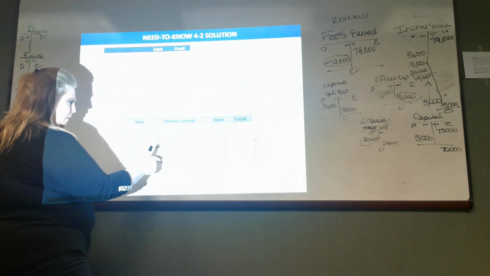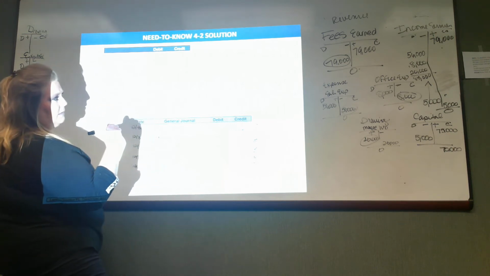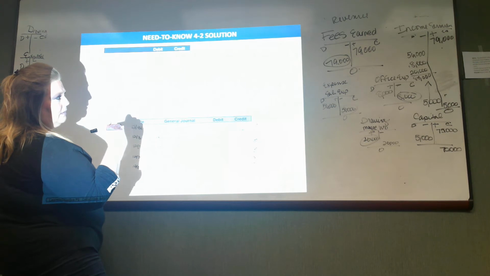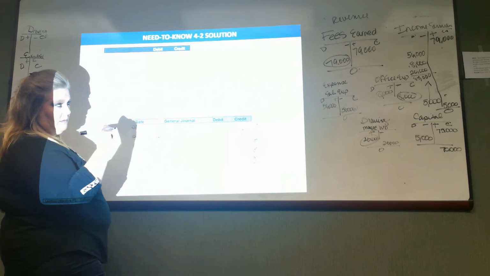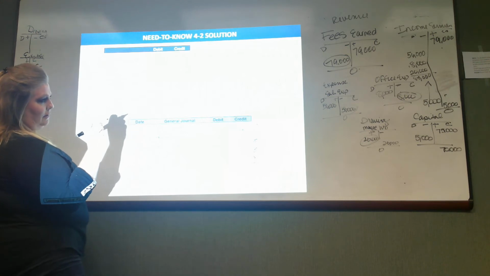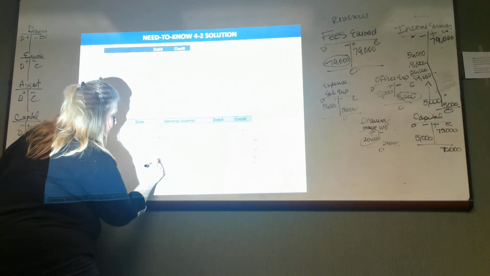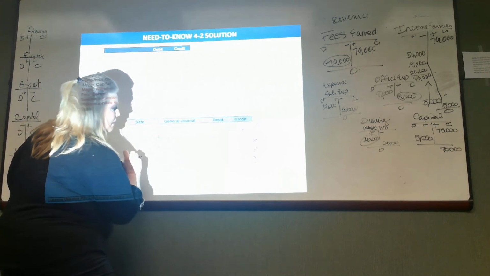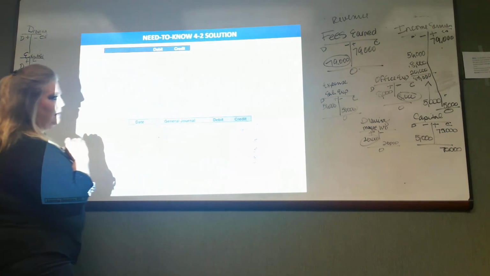So our income summary is... It's not our debit, I can tell you that. Which one is our credit? I'm sorry, which one is our debit? For that $5,000 entry, which one is our debit? Capital. Yes. So we're going to do our capital first, because debits always go first, and then income summary.